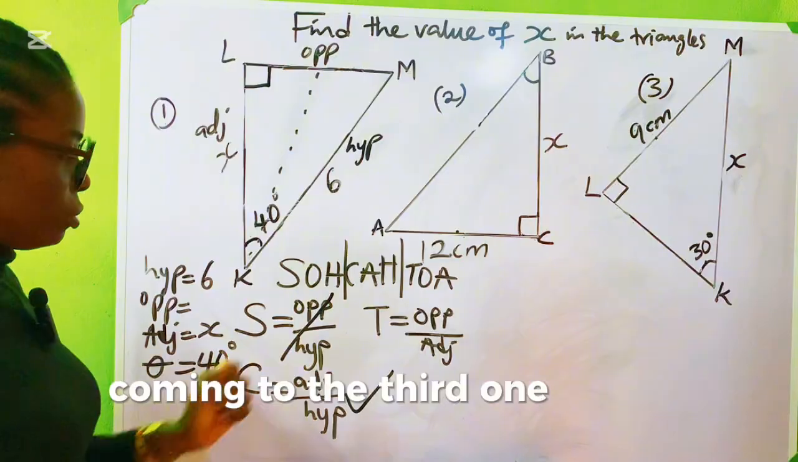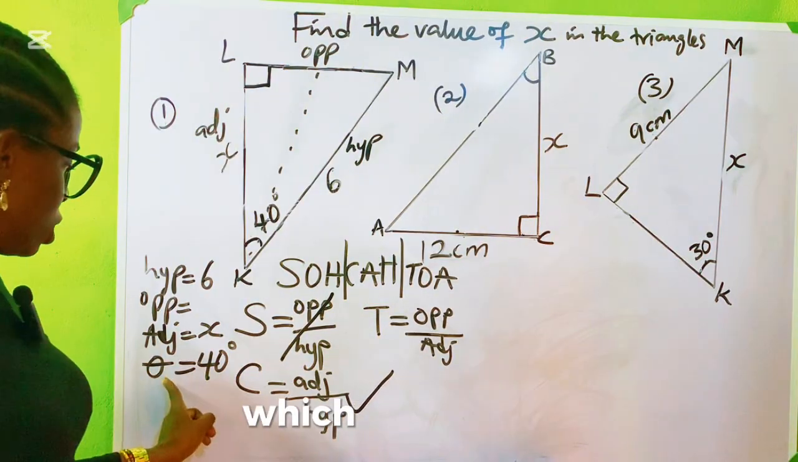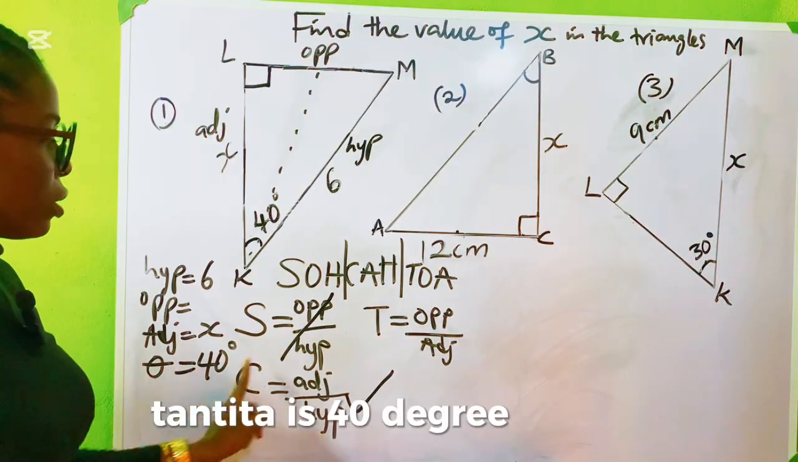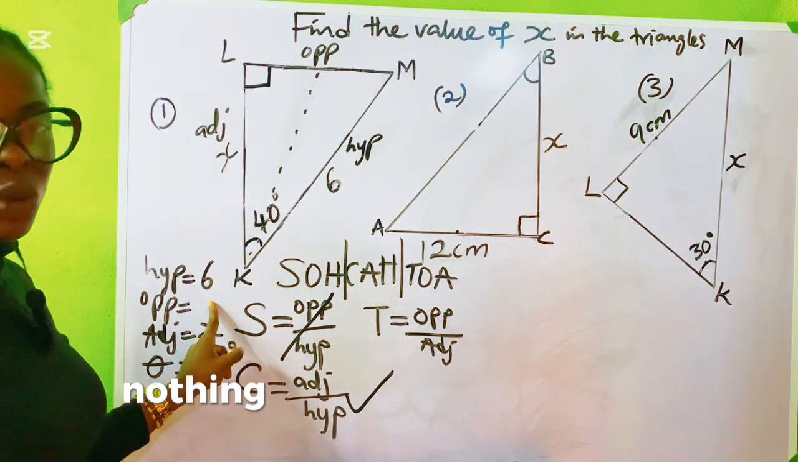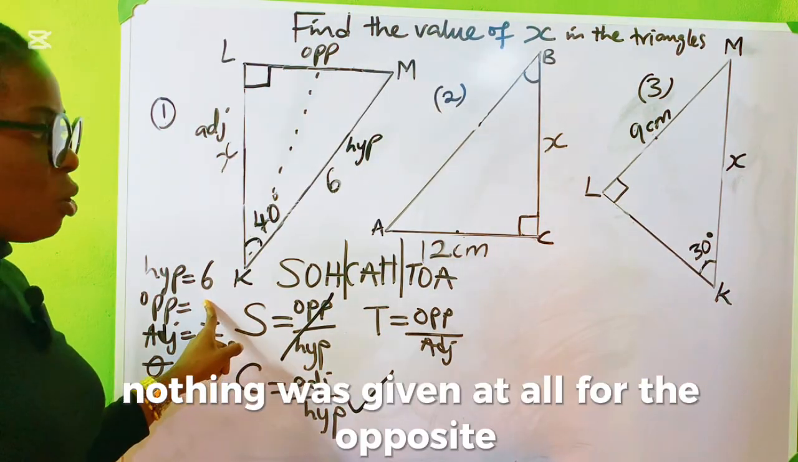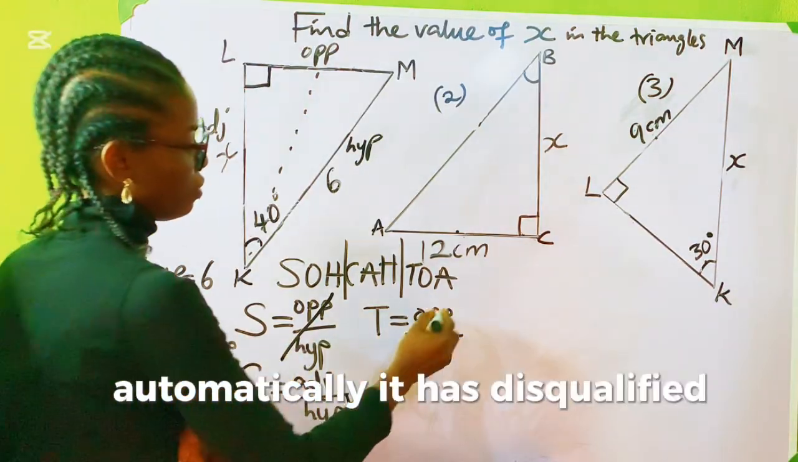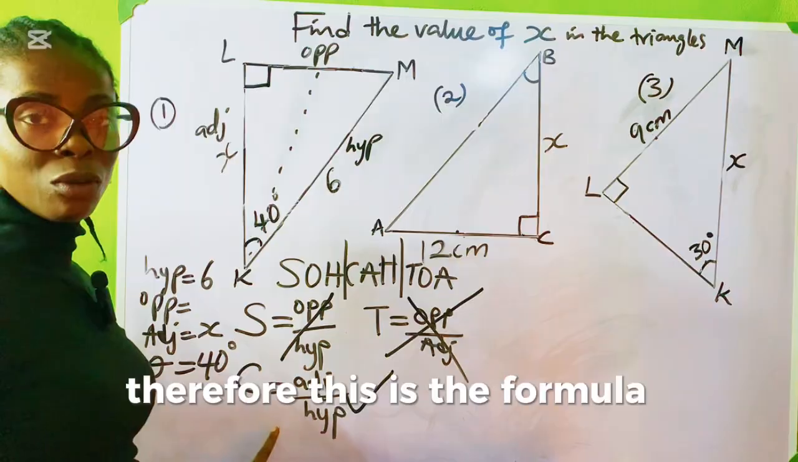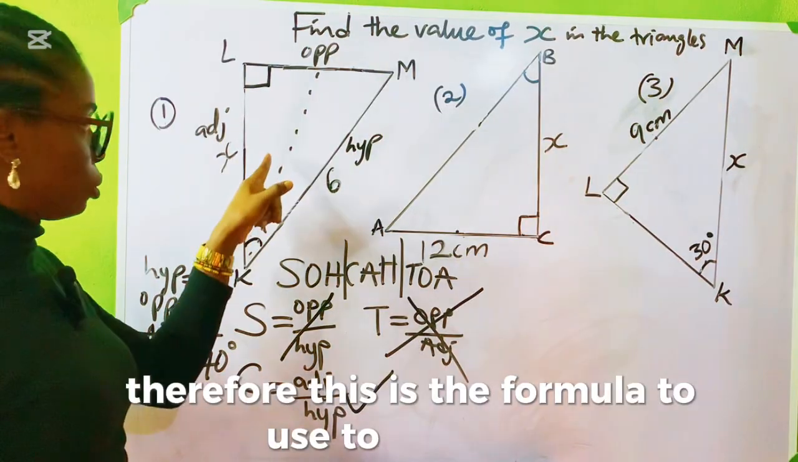Coming to the third one, we have the tan theta, which is 40 degrees. Opposite, nothing was given at all for the opposite. Automatically, it has disqualified it. Therefore, this is the formula to use to solve this.